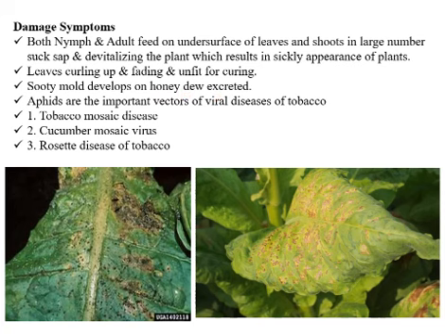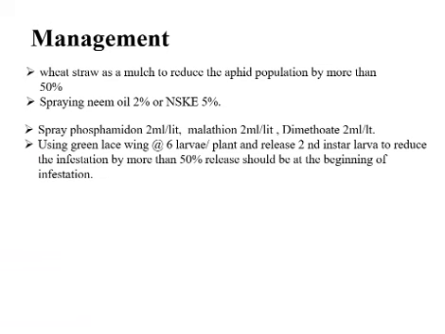And aphids are important vectors for viral diseases of tobacco, like tobacco mosaic disease, cucumber mosaic virus, and rosette disease of tobacco. What is the management? We can use wheat straw as a mulch because it reduces the aphid population, and spraying of neem oil at the rate of 2% or NSKE at the rate of 5%. And we can spray phosphamidon 2 ml per liter, or malathion 2 ml per liter, or dimethoate 2 ml per liter.